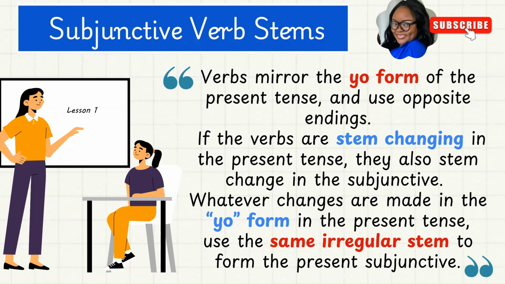So when I say that the subjunctive mirrors the present tense, I mean it mirrors it entirely. The stem would be the same. If it's stem changing, it would also be stem changing. If it had some irregularity, it would also have the irregularity in the subjunctive. However, what is to be noted here most of all is that we're looking primarily at what the verb was in the yo form. So we're looking at the yo form and going from there. Let's look at a couple of examples.